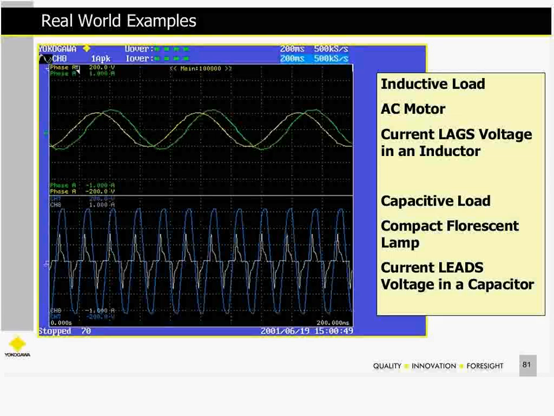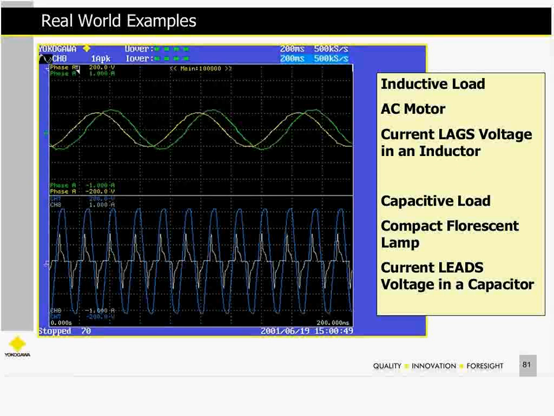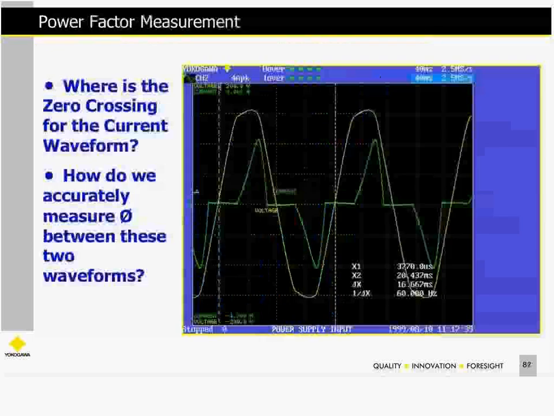Some real-world examples: say an inductive load with an AC motor, the current's going to lag the voltage because it's an inductor. Here's a capacitive load, because of the ballast in this particular compact fluorescent lamp, where the current is leading the voltage, because of the capacitor. So if we look at a waveform, this is off a power supply.